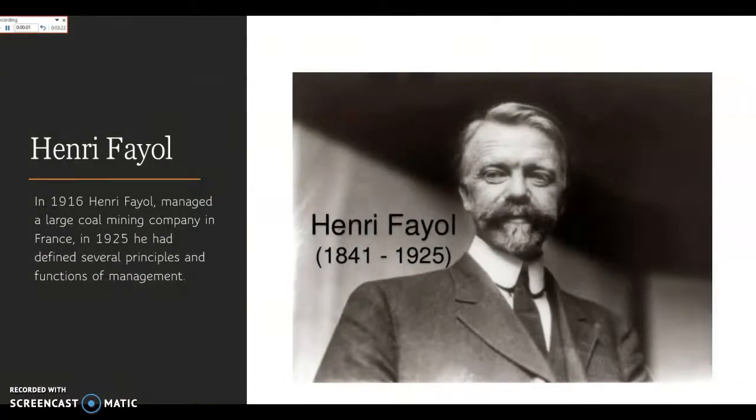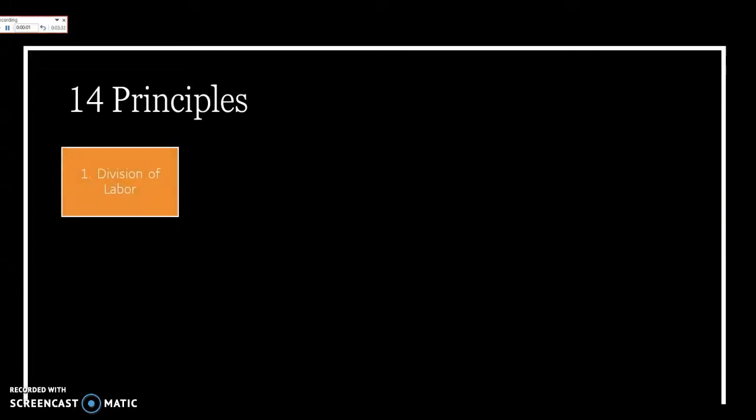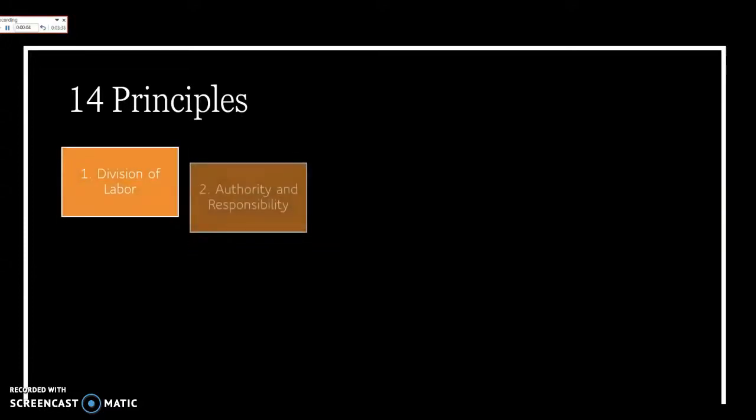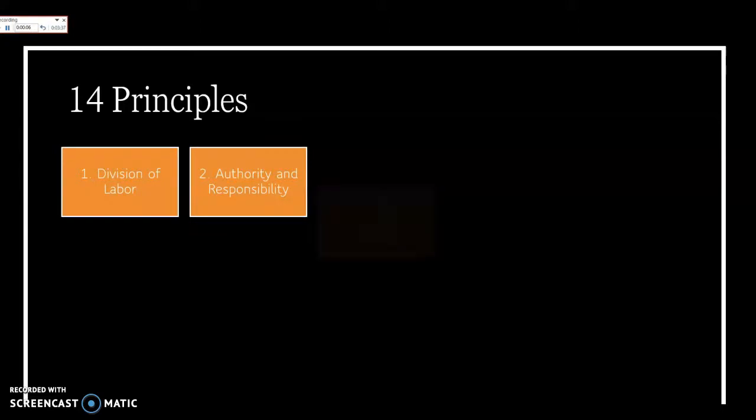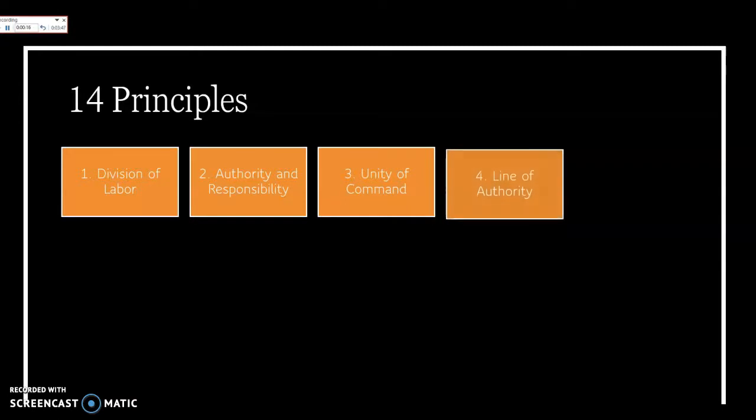Henri Fayol managed a large coal mine in France and defined several principles and functions of management, such as division of labor, authority and responsibility, unity of command, which basically says that all of the management were on the same page. Line of authority, meaning that the person at the bottom knew exactly who they needed to go to get questions answered above them. They know who their boss is, and they knew who their boss's boss was.